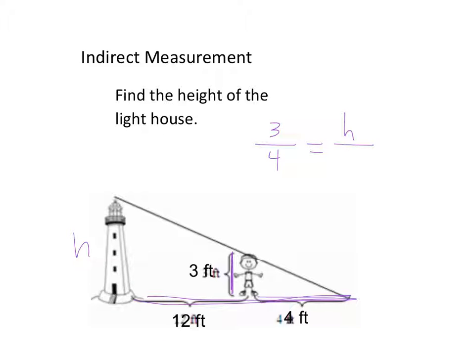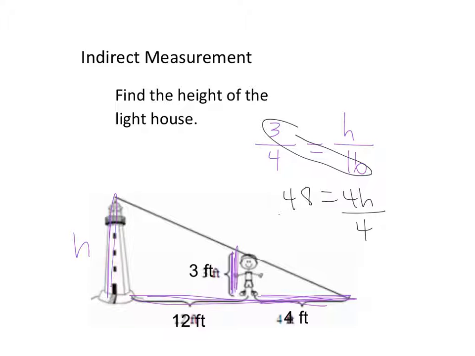So 12 plus 4 is 16, because that's all the shadow. So again, we compared the person and the shadow to the lighthouse's height and the lighthouse's shadow. So now I can just use cross multiplication and solve. And 3 times 16 is 48 equals 4h. Divide by 4. So h here equals 12 feet for the height of the lighthouse.